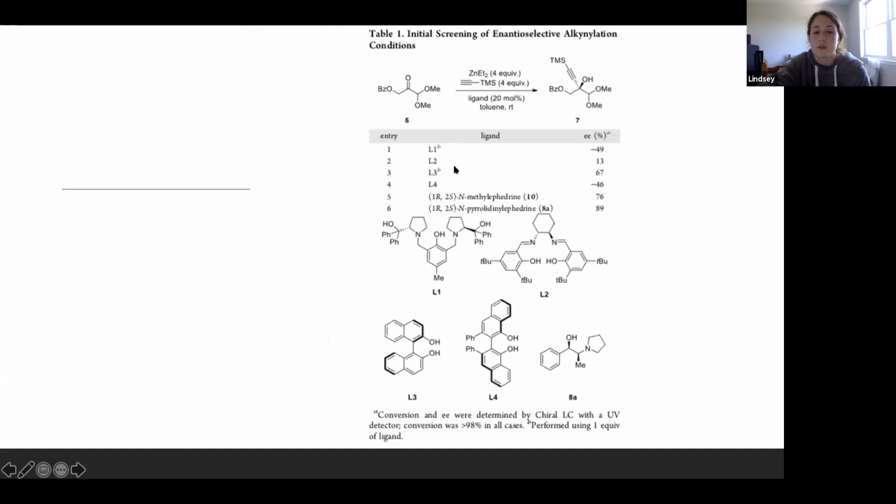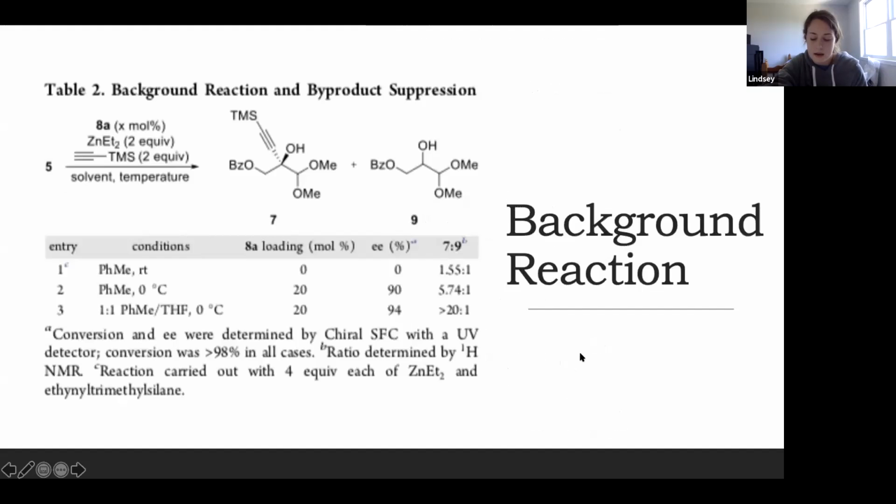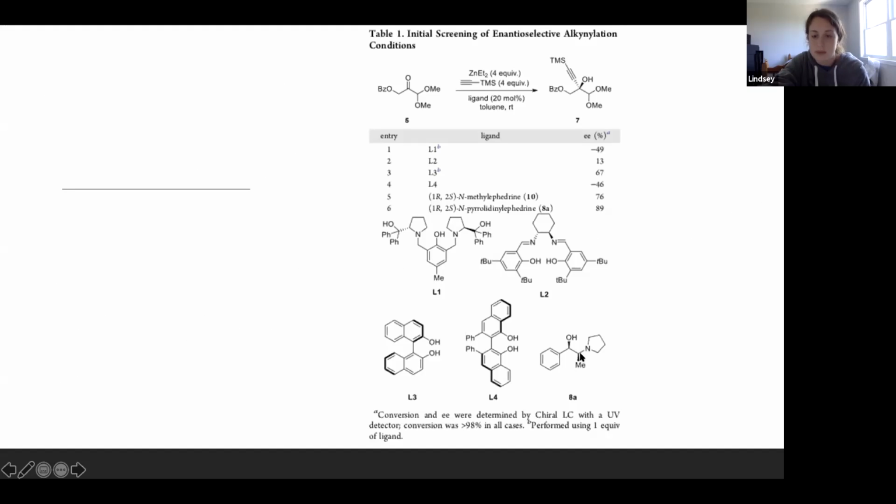They basically grouped L1, L2, L3, and L4 as chiral diols, and they just found that AA worked the best, and it was also the most selective. It had the highest enantiomeric excess.